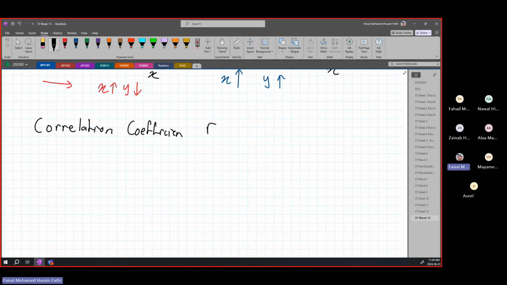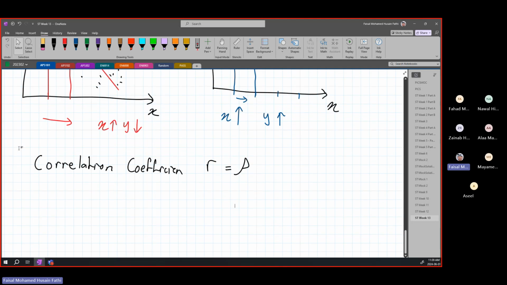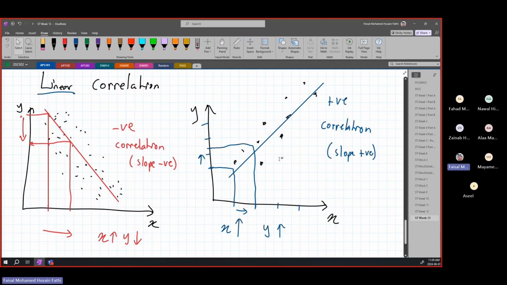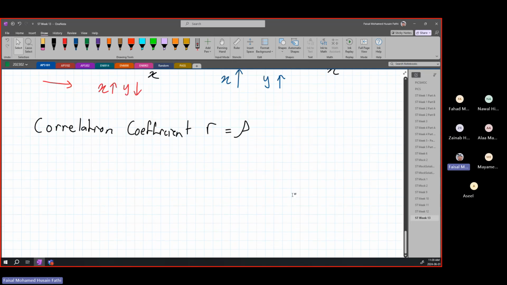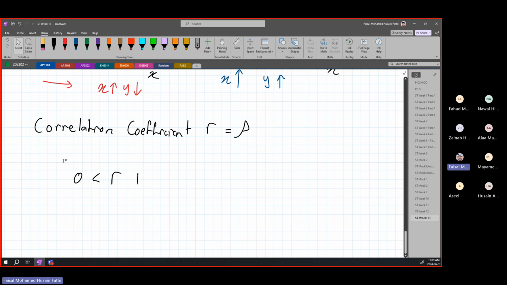And it's sometimes given as R or sometimes as the Greek letter rho. All right, what does this coefficient say? This coefficient basically describes how far these points, these values over here, are from this straight line. And the value of R or rho is always going to be between 0 and 1. And it also can be equal to 1, and it can be equal to 0 as well.